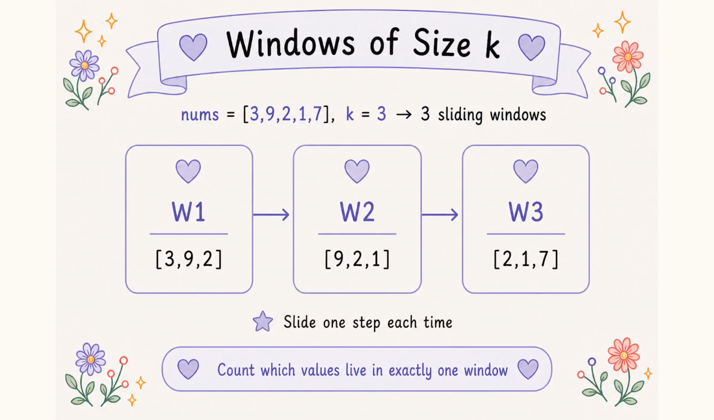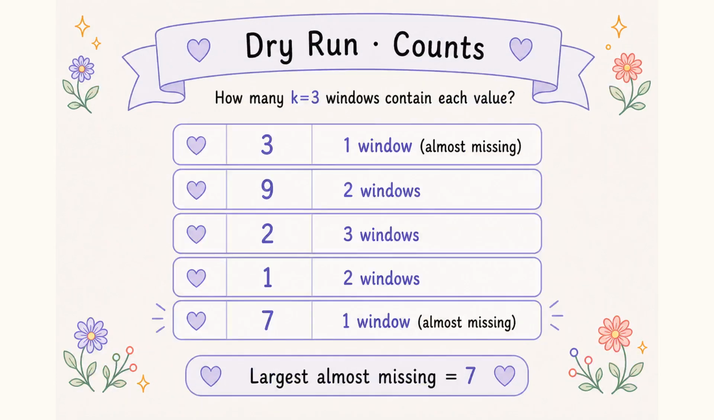Take nums = [3, 9, 2, 1, 7] with k equals 3. There are 3 sliding windows: [3, 9, 2], then [9, 2, 1], then [2, 1, 7]. Each step slides one index forward. Our job is to count which values live in exactly one of these windows. Dry run the counts. 3 appears in 1 window, 9 in 2, 2 in 3, 1 in 2, 7 in 1. So the almost missing values are 3 and 7. The largest is 7. That matches the official example output.